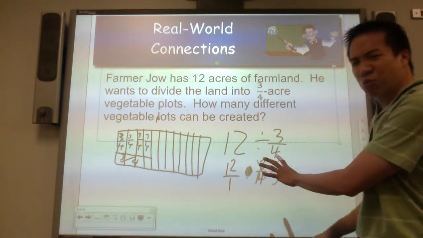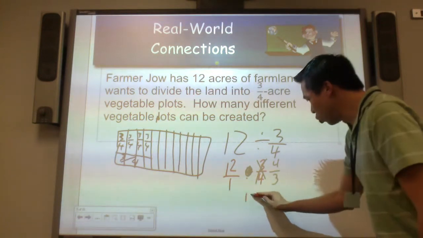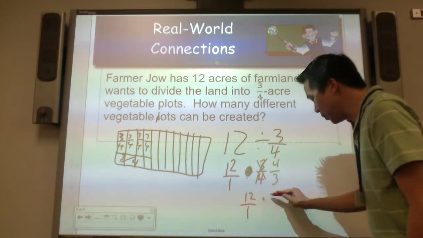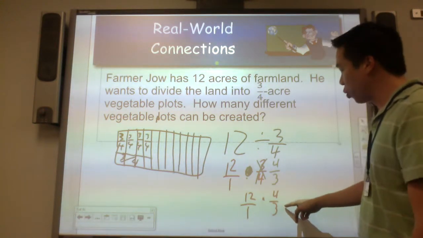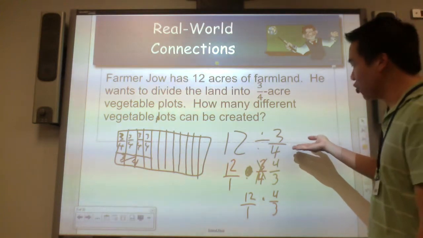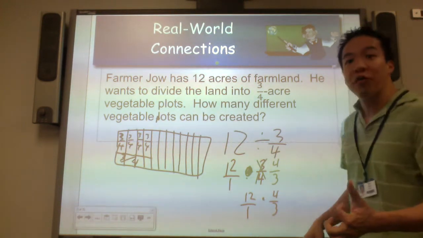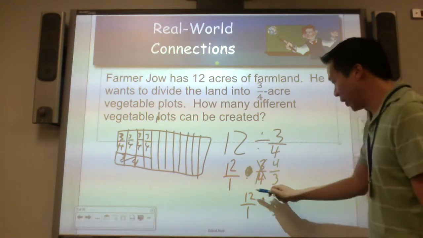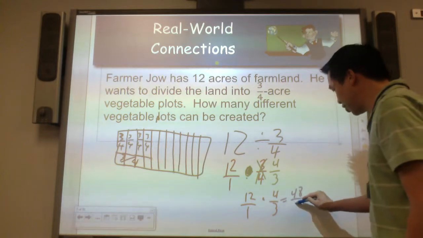You know what? This is really messy for me. I'm going to rewrite the problem below it. 12/1 times 4/3. So 12/1 times 4/3 is the same as 12 divided by 3/4. So this is the division, this is the multiplication. They're equivalent. So let's times it away. 12 times 4 is 48. 1 times 3 is 3.